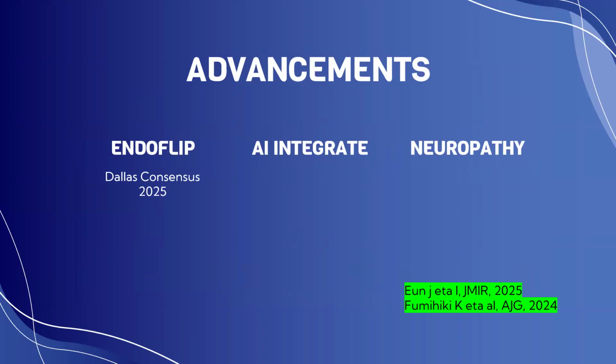Finally, for the recent advancements, according to the Dallas Consensus 2025, FLIP or EndoFLIP panometry in esophageal motility evaluation is essential, wherein we do a stepwise distension protocol and look at the DI, the distensibility index, which I have discussed earlier. Normal or abnormal values are specified according to the EndoFLIP values.